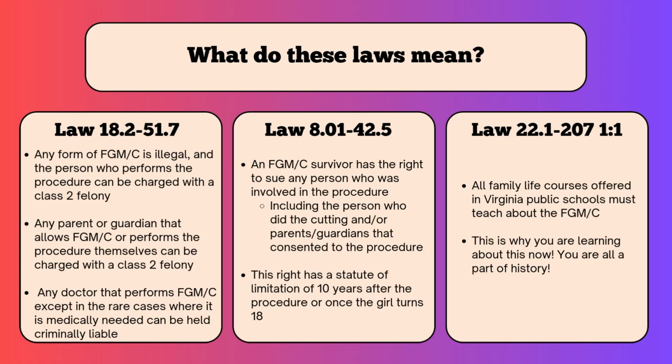Law 8.01-42.5 refers to civil law and the right for FGMC survivors to sue any person that was involved in the procedure, including, but not limited to, the person who did the cutting and/or parents/guardians aware of the cutting. This right has a statute of limitation of 10 years after the procedure or once the girl turns 18. Lastly, Law 22.1-207.1.